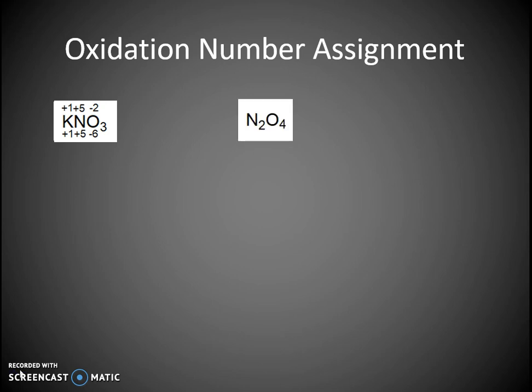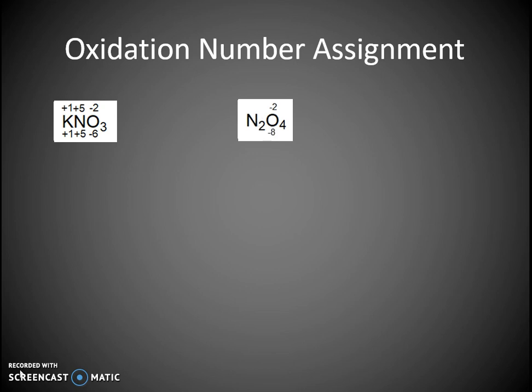This next one here, we have N2O4, dinitrogen tetraoxide. Again, we'll start with the oxygen, because we know oxygen is always going to be a -2, with the exception of those couple times when it's a peroxide or with fluorine. But in this case, just nitrogen and oxygen, it's going to definitely be that -2 charge. I have 4 oxygens, so it contributes a -8 charge overall.